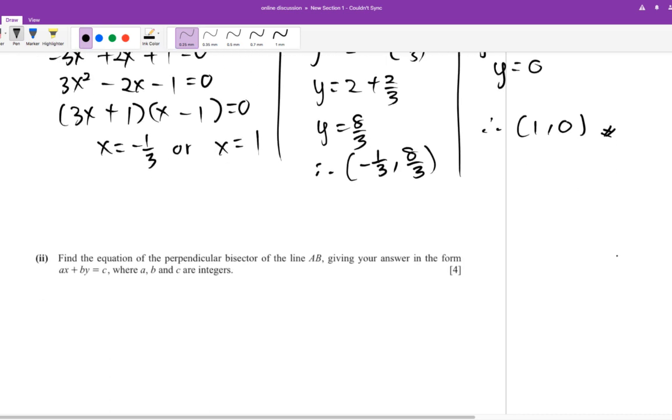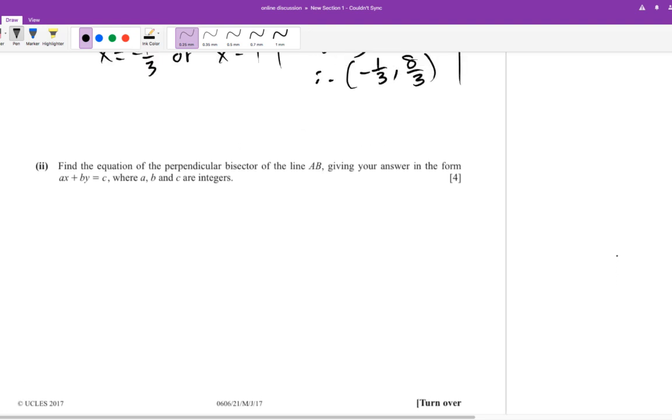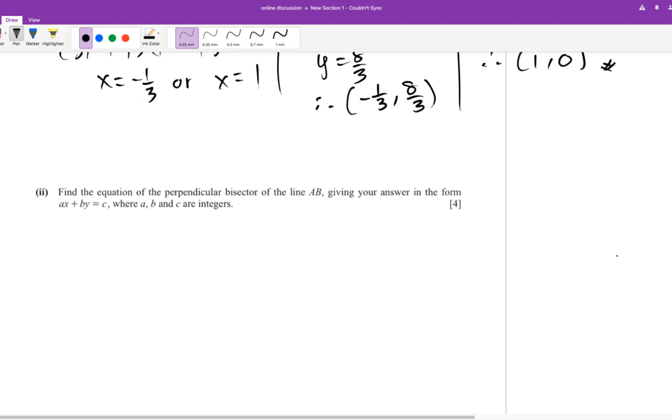Okay, so third part. Find the equation of the perpendicular bisector of AB and give your answer in the form of that one. Whenever you see the perpendicular bisector, you basically need two pieces of information. First, you need to find the midpoint. Second, you need to find the perpendicular gradient by using m1 multiply m2 equals negative 1. You will use these two to find the perpendicular bisector equation. Of course, after you get both, you just substitute into the equation formula.